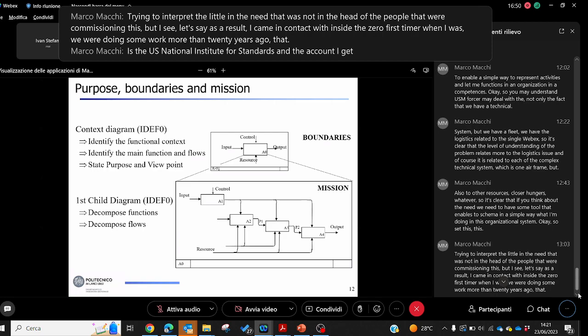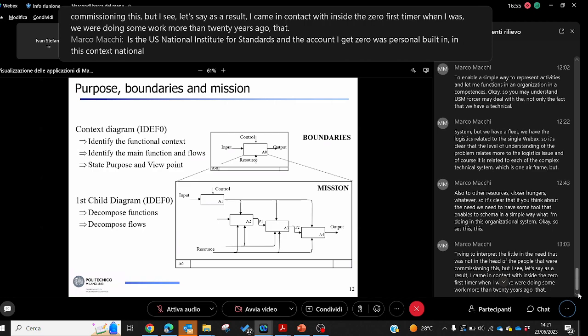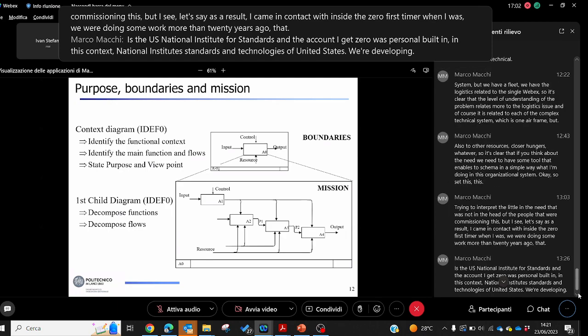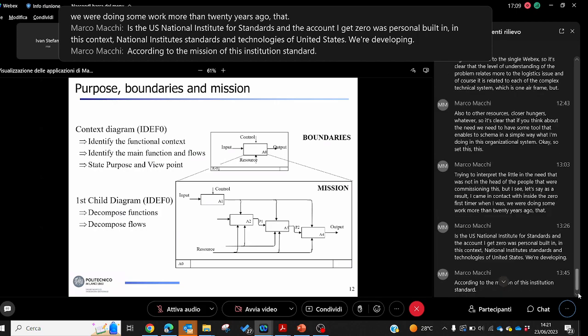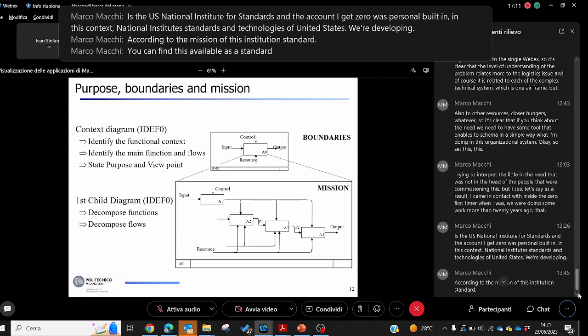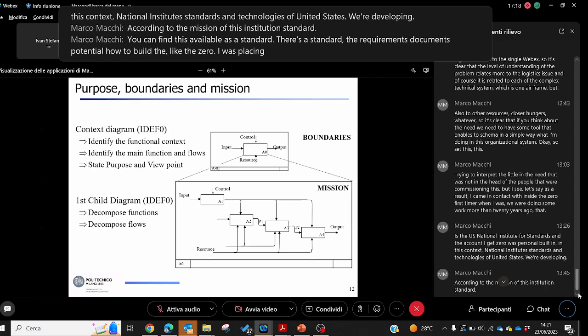IDEF0 was first built in this context. The National Institute of Standards and Technology of the United States was developing standards, according to the mission of this institution. IDEF0 is a standard. Indeed, you can find it available as a standard, in terms of requirements documents that tell you how to build IDEF0. I was placing a reference if you want to look on the web for IDEF0 documents and so on. Okay?